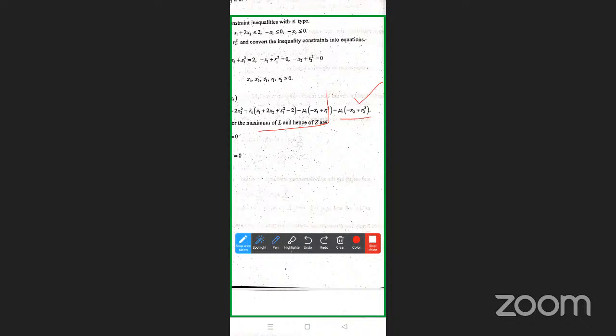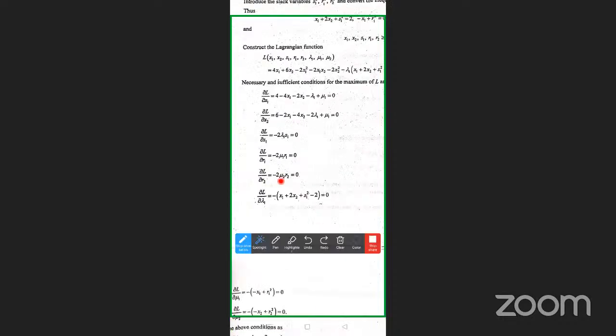Differentiation with respect to x2 equals 0. 2 into r2 minus mu1 minus mu2 into r2 is equal to 0. So that is differentiation with respect to r2, minus 2 mu2 r2 is equal to 0. So next variable, lambda 1, is there. Lambda 1 differentiation, all are zeros, only here 1. So x1 plus 2x2 plus s1 square minus 2 is equal to 0.